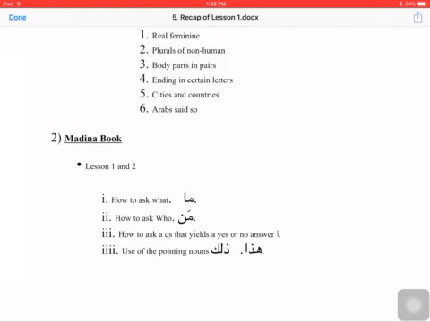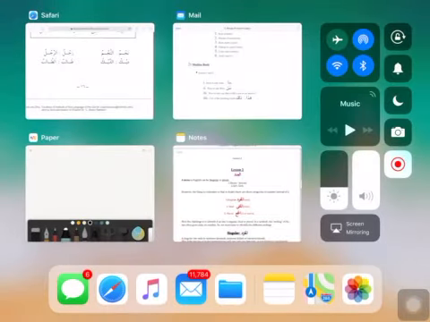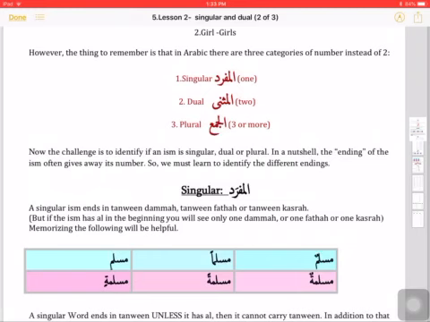In the Medina book, we did lessons 1 and 2, and we learned how to ask the question what in Arabic by using the word ma, how to ask who by using the word man, how to ask a question that yields a yes or no answer by using the harf hamza. We also learned the use of the pointing nouns hada to point at something near, this, and the use of the word zalika to point at something that is far. Let's go on to our lesson number 2.